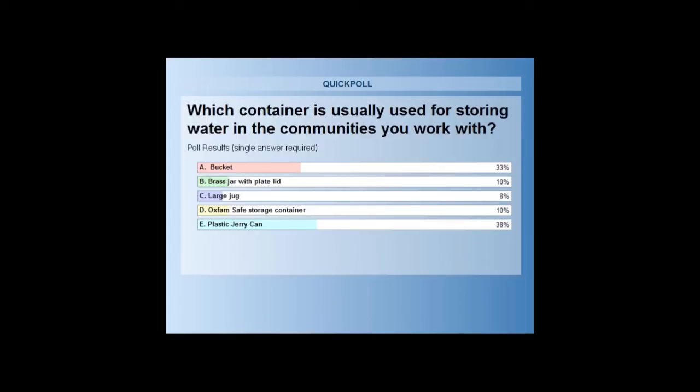Okay, the results are up. Very exciting. 33% say the communities they work with use buckets. 38% just ahead, plastic jerry cans. Some have experience and a lesser amount for the other three options, the Oxfam Safe Storage Container, large jug, and the brass jar with the plate or lid.